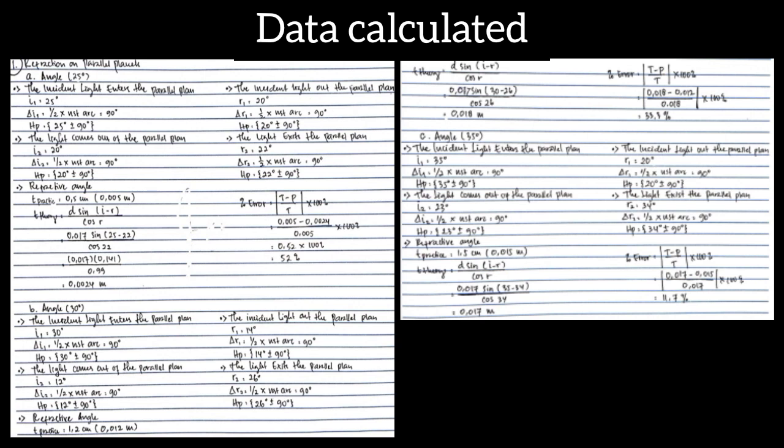So if you want to calculate refraction, don't forget to calculate using the formula for the incident light entering, then the light coming out, then the refraction angle, and the last is the percentage of error.